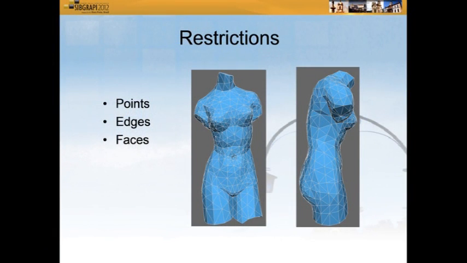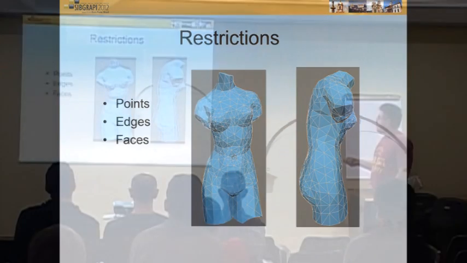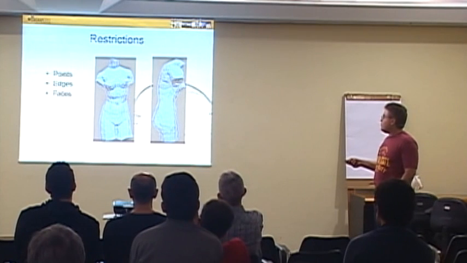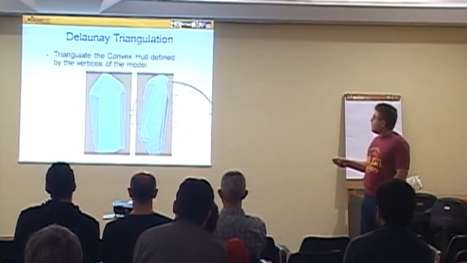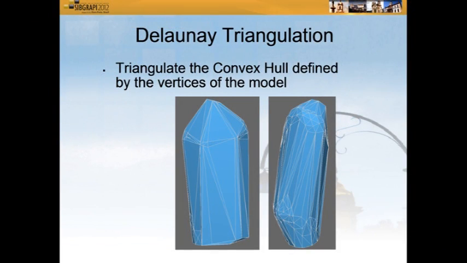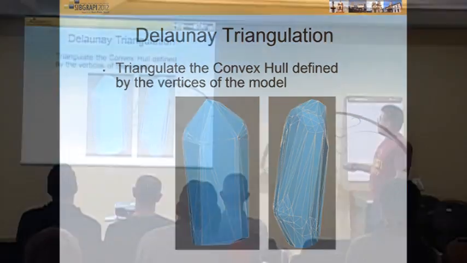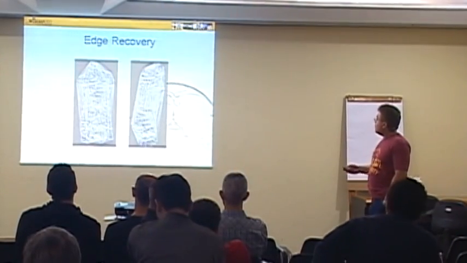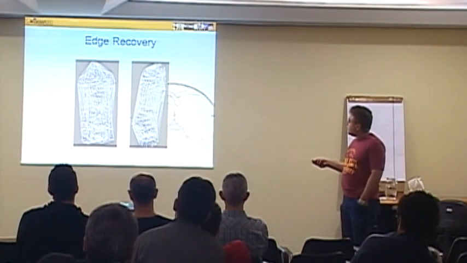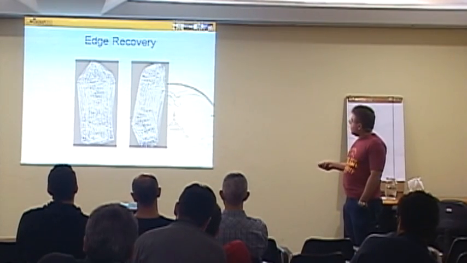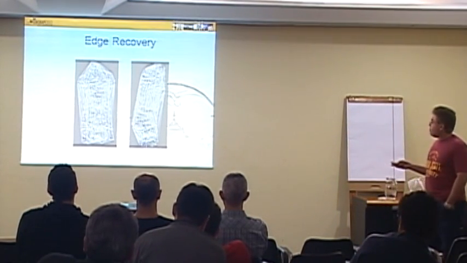This is a model of the Venus, and just to show how the algorithm works, we have the restrictions, points, edges, and faces that must appear in the final triangulation. The triangulation of the convex hull can be seen here. Then we have a step to include the constrained edges that did not appear in the final triangulation. We can see those missing edges in blue here. In this case, there are quite a few edges.